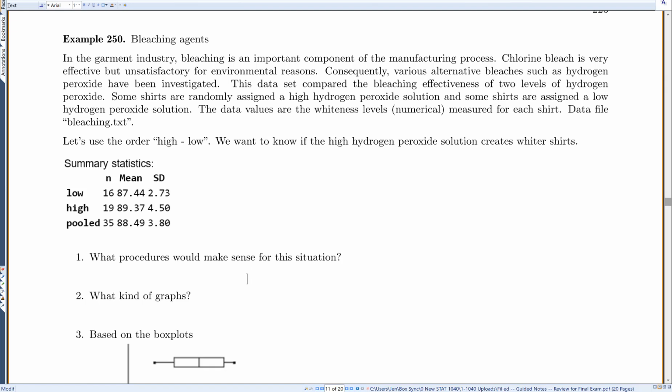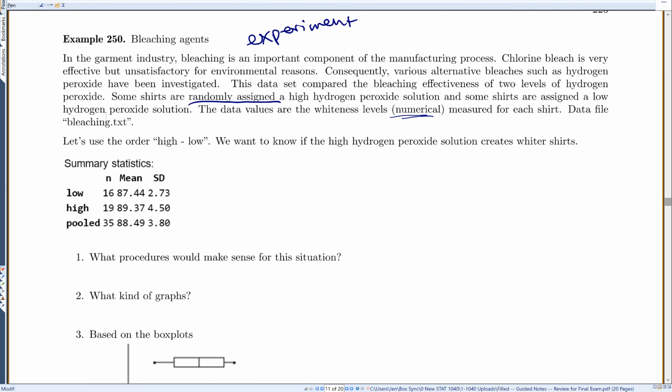Let's try another one. So bleaching agents. In the garment industry, bleaching is an important component of the manufacturing process. Okay, so we have chlorine bleach, but we don't like to use it for environmental reasons. So we want to know, can we use hydrogen peroxide? So they have a low solution and a high solution. Okay. And it does say some shirts are randomly assigned. So that tells me it's an experiment. Some are assigned a high hydrogen peroxide solution, some are assigned a low one. The data values are the whiteness levels, and that's a numerical thing measured for each shirt.